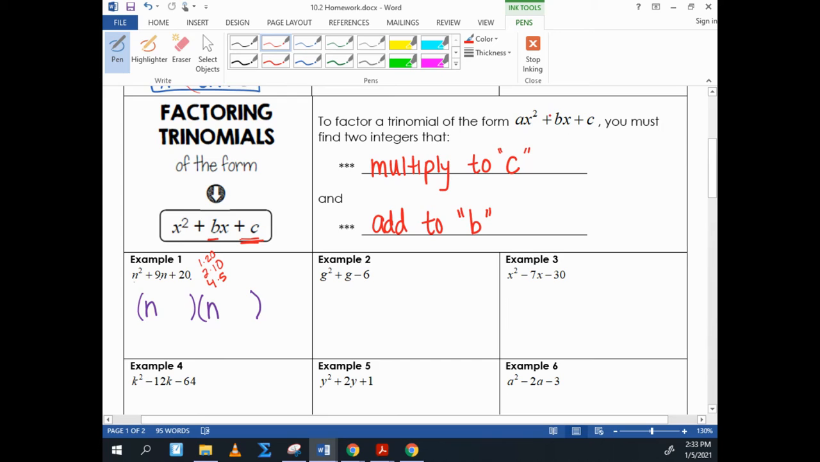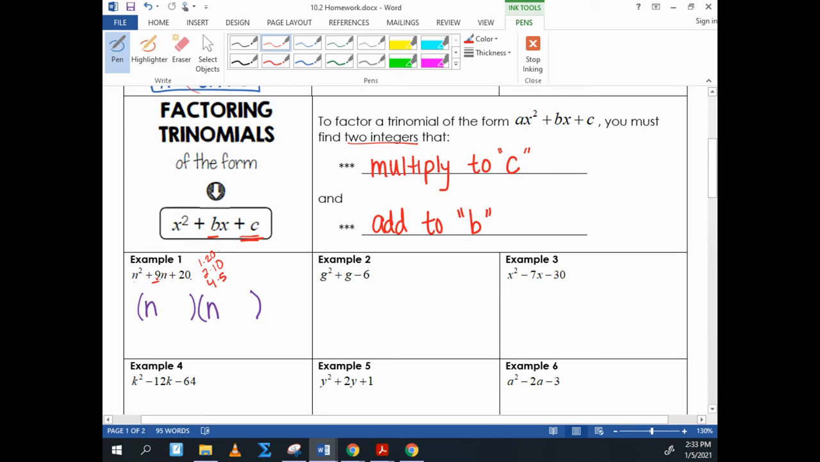Okay, so our two numbers, our two integers, I should say, have to multiply to c. Now notice I've got 3 options here. There's 3 types of numbers that multiply to 20. That's why they give you a second stipulation. They also have to add to your middle number, to this 9 right here. So they've got to multiply to your last number and add to the middle number. So you just go through and check.